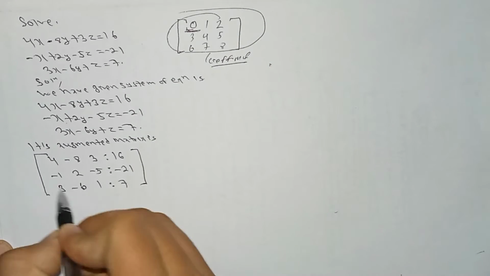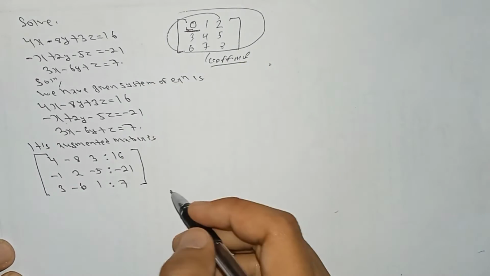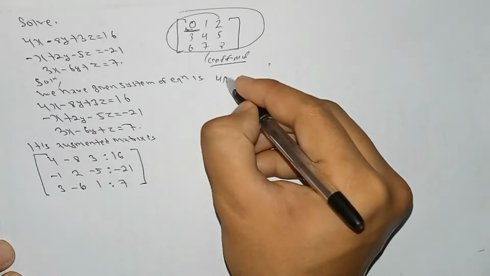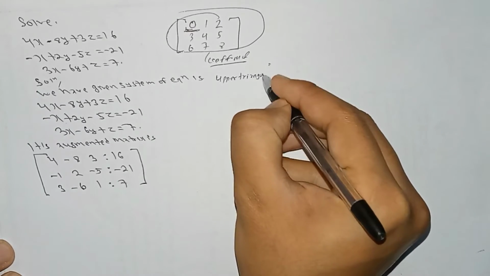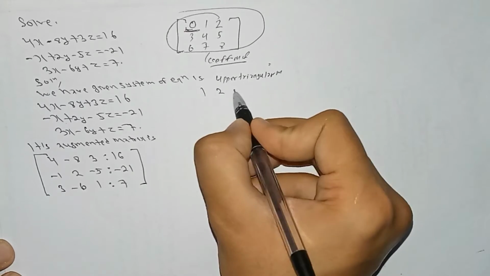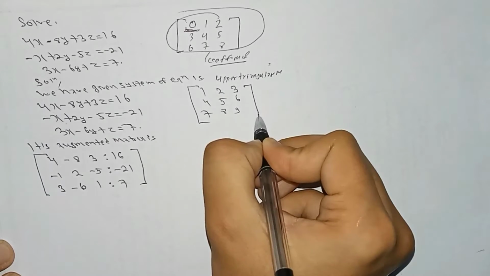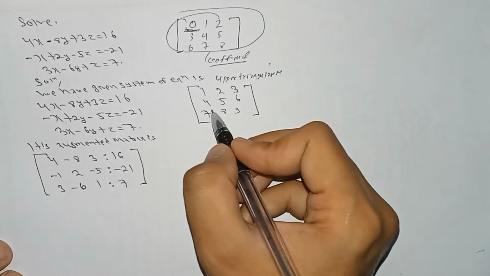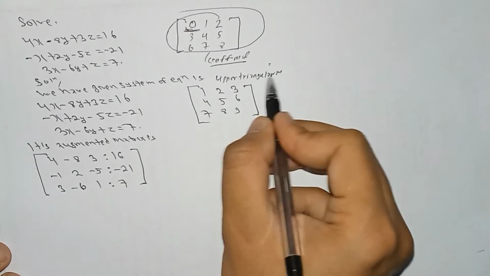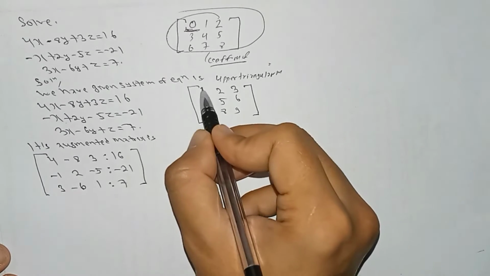We have to make this coefficient matrix an upper triangular matrix. So what is an upper triangular matrix? Suppose we have the example 1 2 3 4 5 6 7 8 9. Upper triangular matrix means if the value below the leading diagonal is 0, it is called an upper triangular matrix.